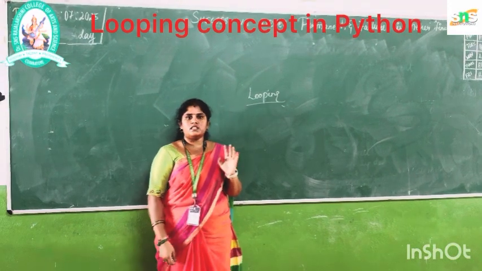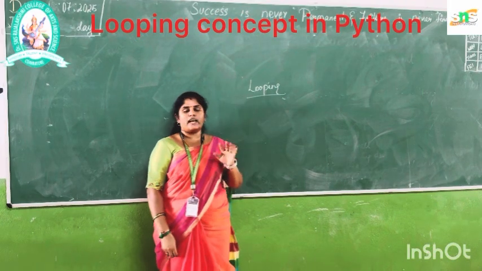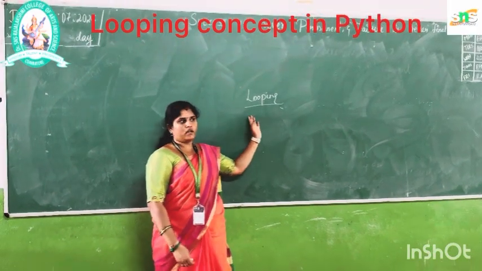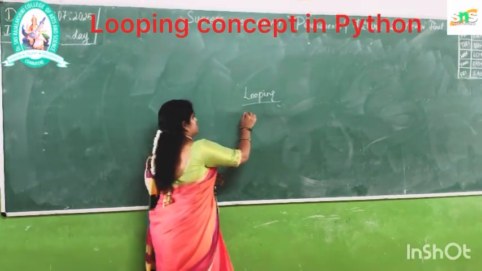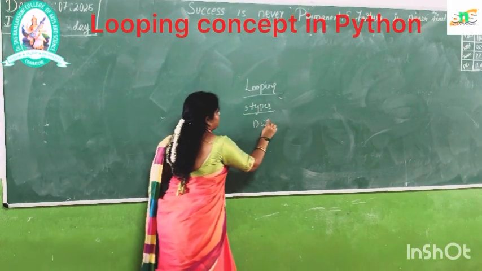The main objective is to reduce the number of lines of code. The number of lines can be reduced by developing the looping concept. There are three types of looping concepts. The first one is the while loop.